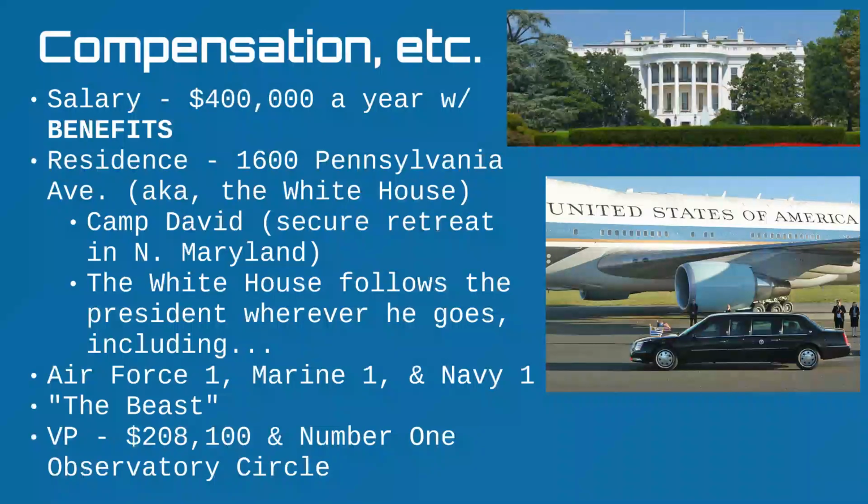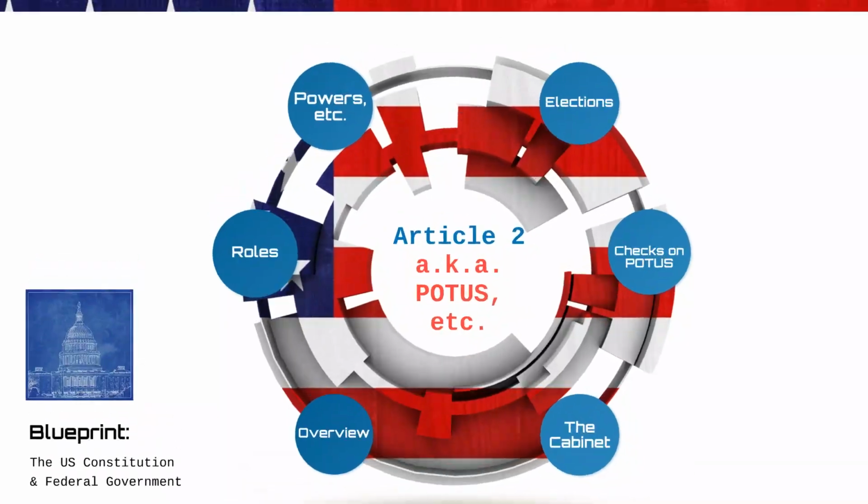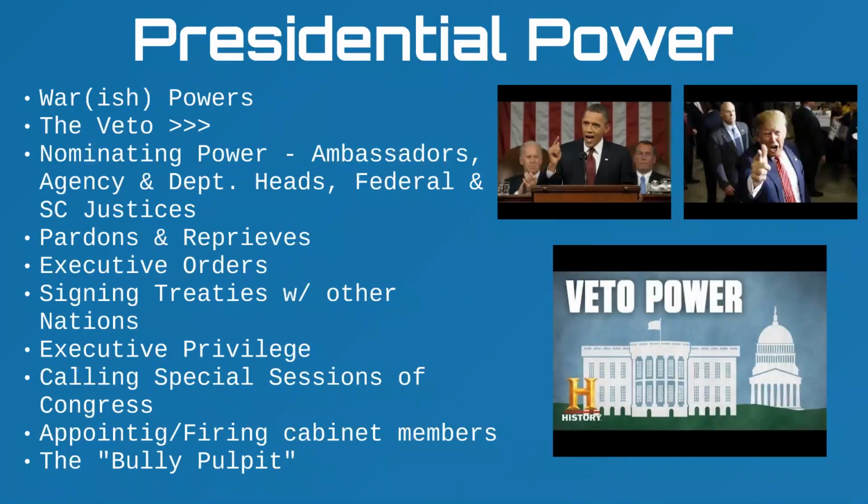The vice president is also mentioned down there at the bottom, $208,000 a year, and they live at a mansion known as Number One Observatory Circle. Okay. All right. Finish things up here.